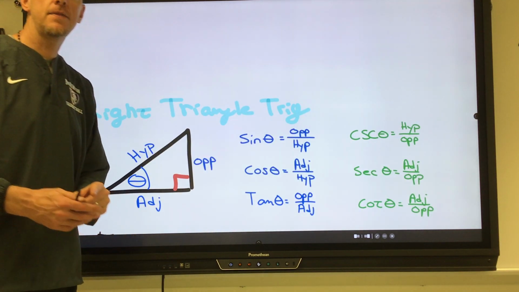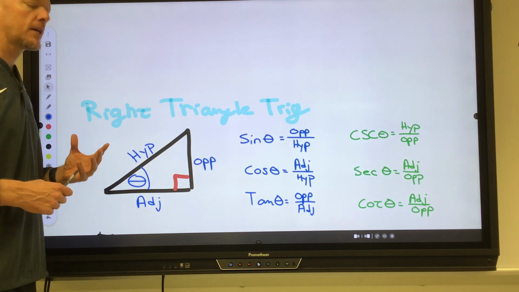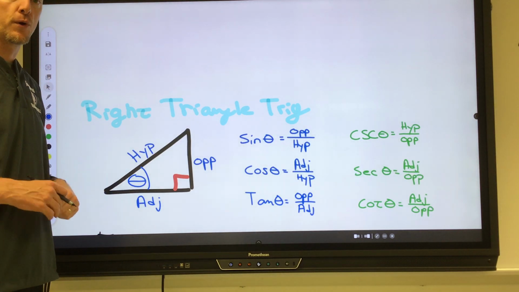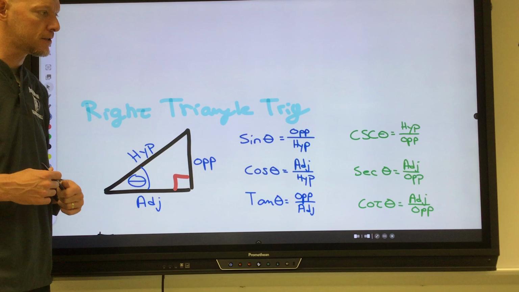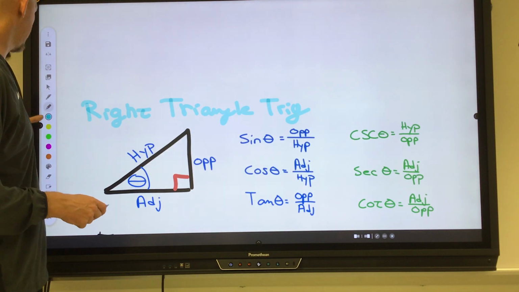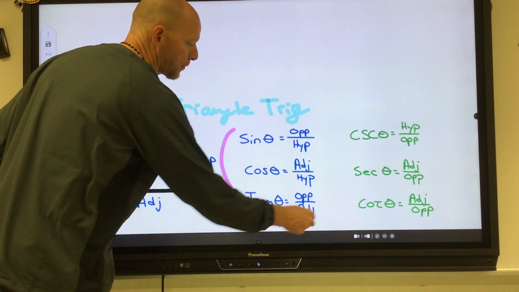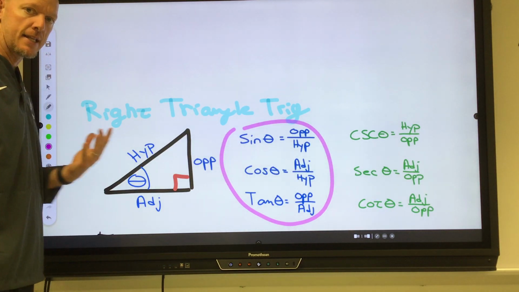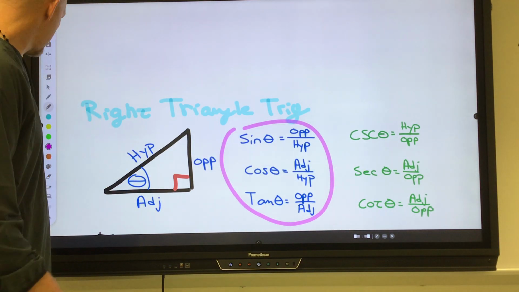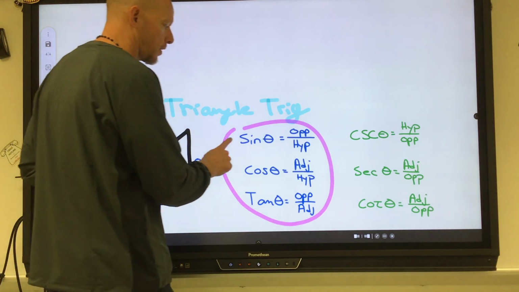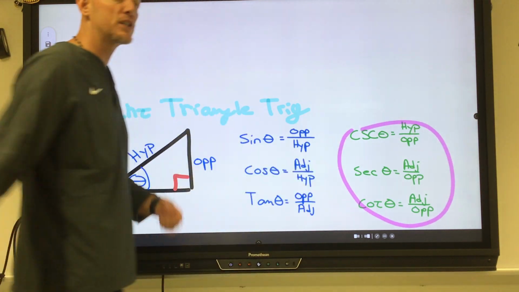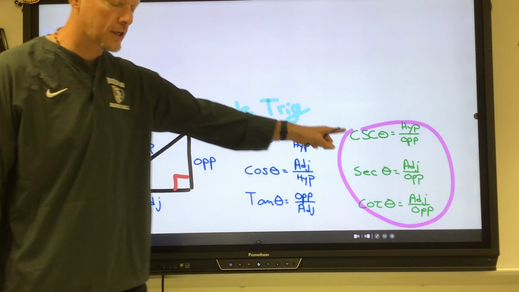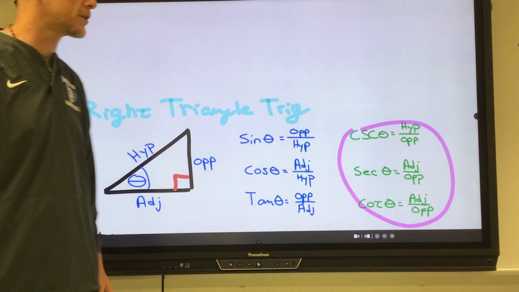Right, so in this presentation, we're going to talk about right triangle trig, or all 6 of our trig functions. Prior to this, I believe you have already discussed the 3 basic trig functions: sine, cosine, and tangent. But in this presentation, we want to talk about not only those 3, but our reciprocal trig functions. So these here in green are referred to as the reciprocal trig functions.